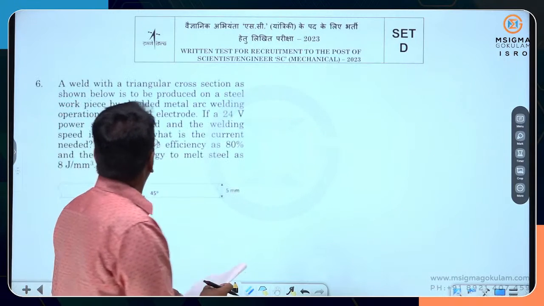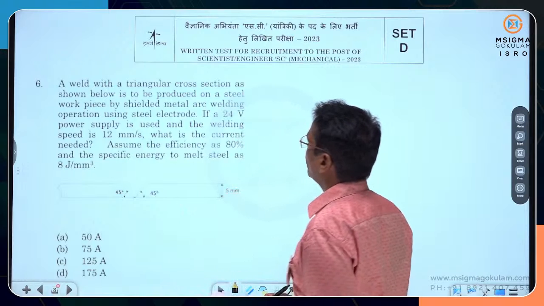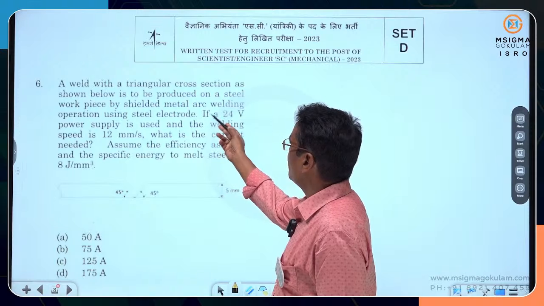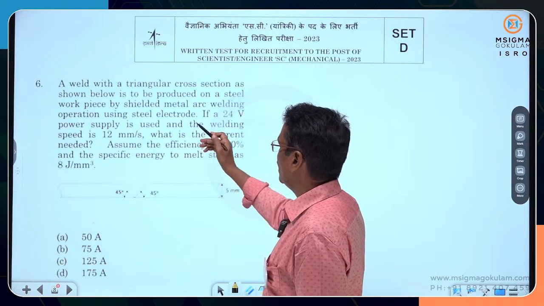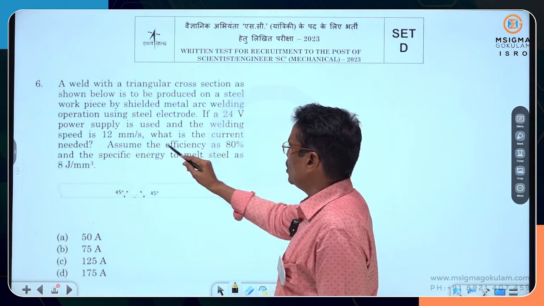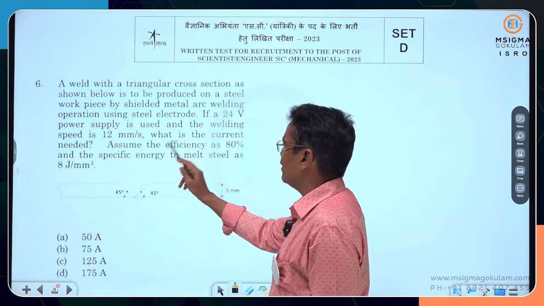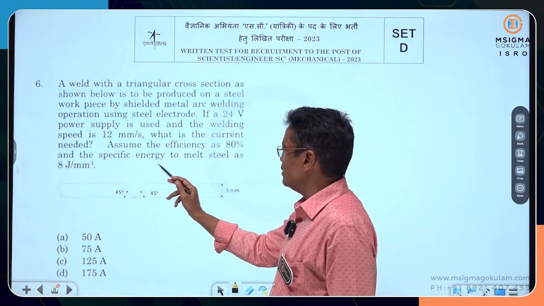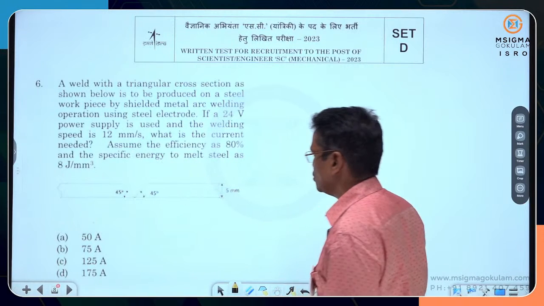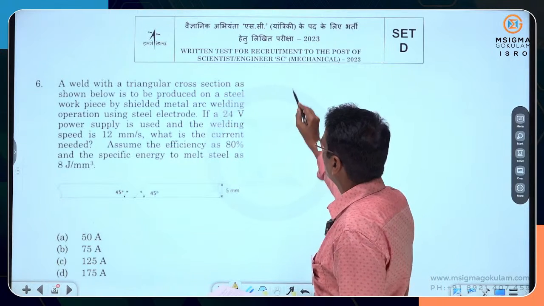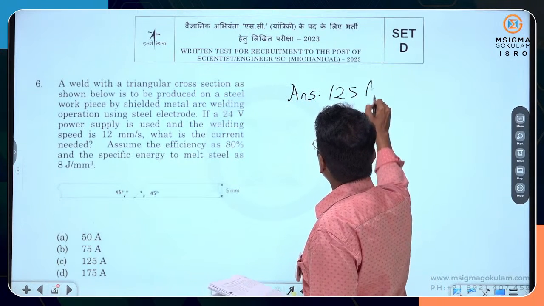If it is a question on welding: a weld with a triangular cross section is shown below to be produced on a steel workpiece by a shielded metal arc welding operation using a steel electrode. If a 24 volt power supply is used and the welding speed is 12 mm per second, what is the current needed? Assume efficiency as 80% and the specific energy to melt the steel as 8 joule per mm cube. The answer is 125 amperes.